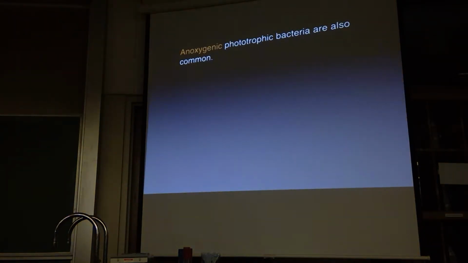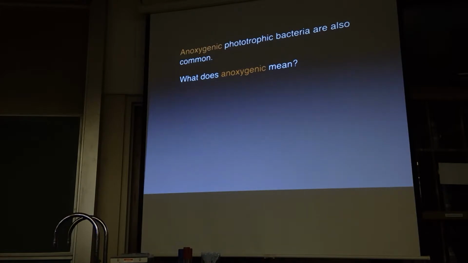Now, there are also phototrophic bacteria that are anoxygenic. If oxygenic means they produce oxygen, anoxygenic means what? A or N in front of a word means without. So these are without oxygen production. Notice this group, I don't have a single phylum represented here. I just wanted to mention the anoxygenic phototrophic bacteria.